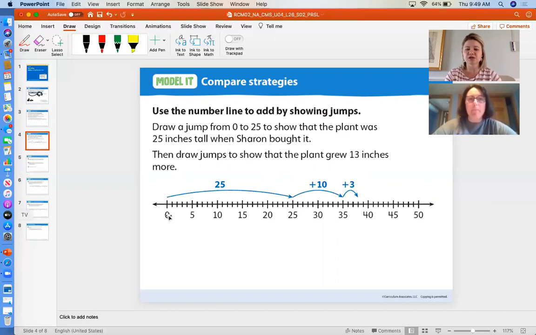So you could either start here on the number 25 and just know in your head that from 0 to 25, 25 spaces has gotten past, right? Or you can start at 0 and you can hop to 25 and label that as 25 so that you know you're starting at 25. And then you're adding anything that comes after that number 25. So the 10 and the 3 equals that 13 inches that the plant grew after she bought it. And then you need to count to see where you land, and that's the answer for the total height of the plant now.